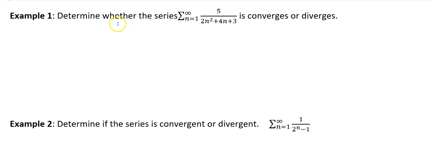So for example 1, we're determining whether the series from 1 to infinity of 5 over 2n to the second power plus 4n plus 3 converges or diverges. So like I said in the prior lessons, I like the idea of going through several of the tests, which is why I talked about them in the beginning of this video, just in case something is more simple to do with a prior test that we already know. And if none of them work, then you can get to the comparison tests. However, that's not a requirement.